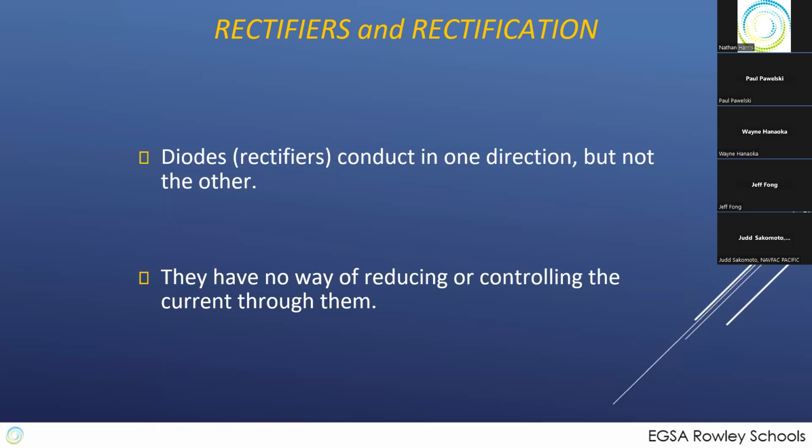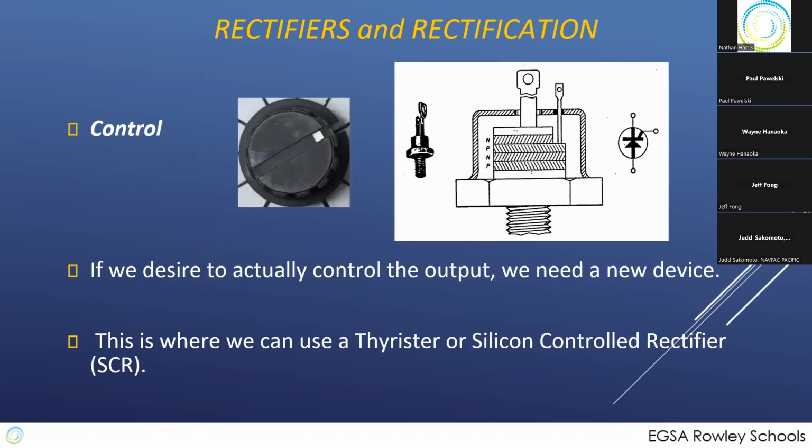All right, so here's the thing. Diodes go in one direction but not another, but they have no way of controlling the current through them. If we want control, we need to do something different. And while we could go all the way to a transistor for it, what we really do in most of the stuff you work with is we go to what's called a thyristor or a silicon-controlled rectifier.